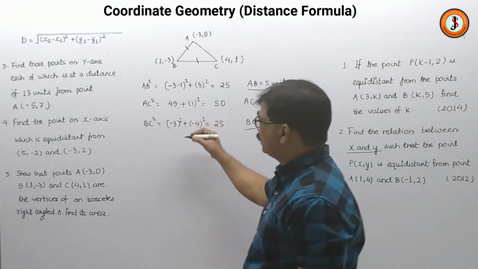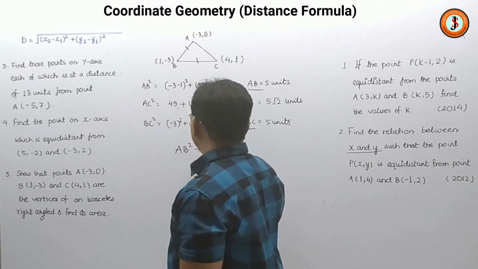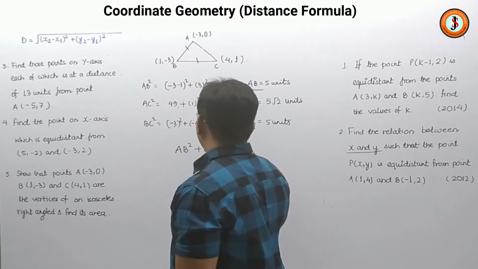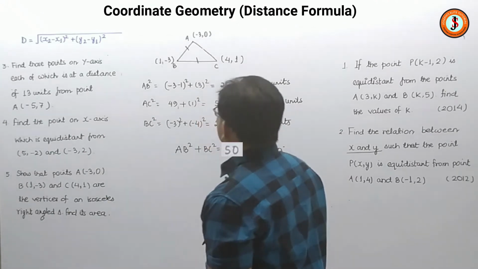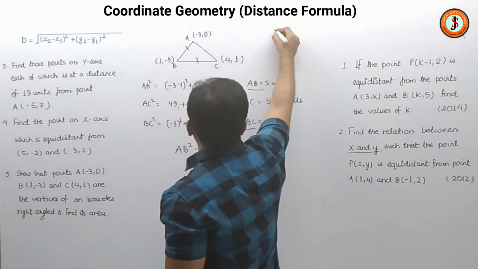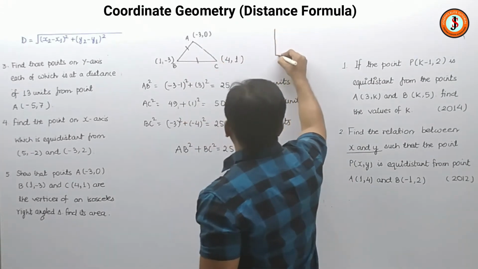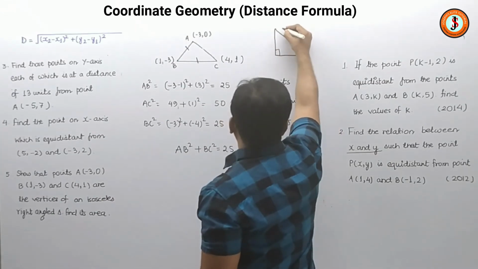Now, what is the relation we are getting? AB square is 25 plus BC square is 25, and that is equal to AC square, which is 50. So now I can redraw this figure. I can say that this is the figure. Now I've got which one is the right angle. AC obviously is the largest side, so that will be the hypotenuse.